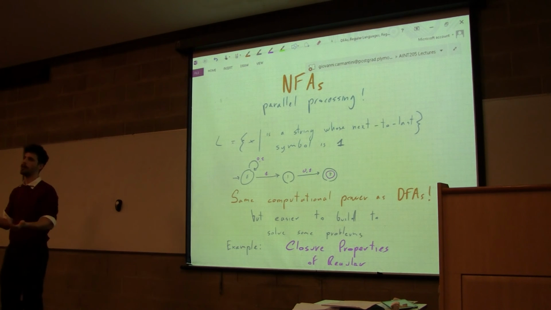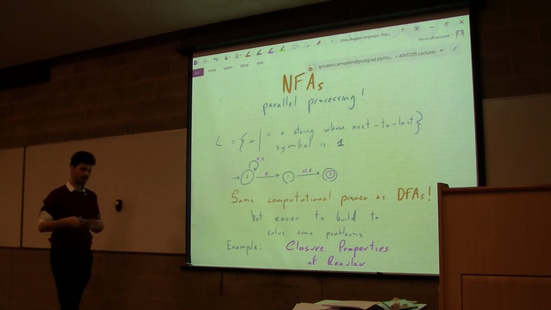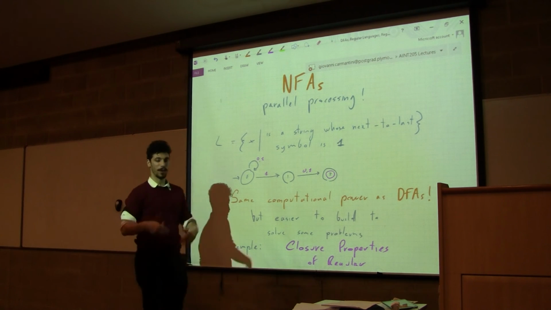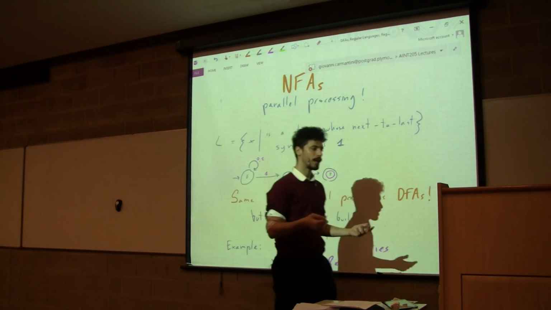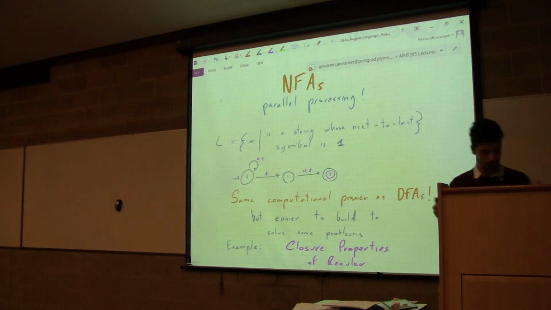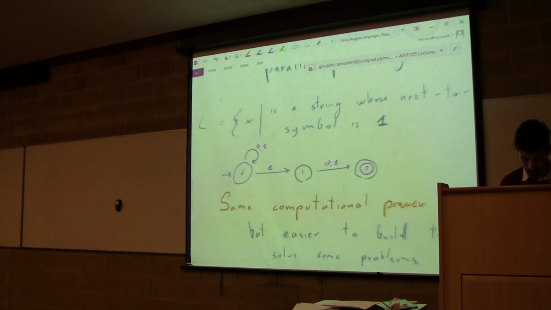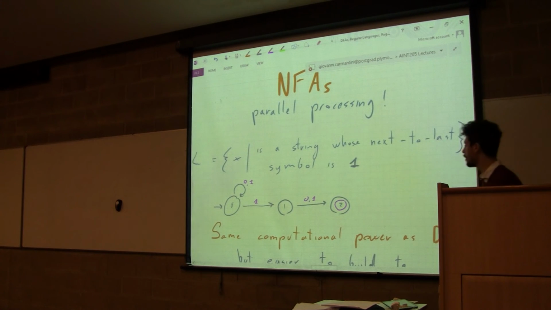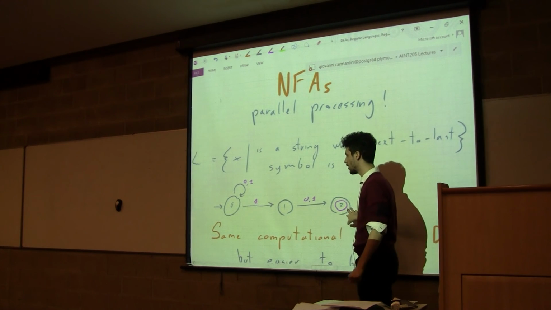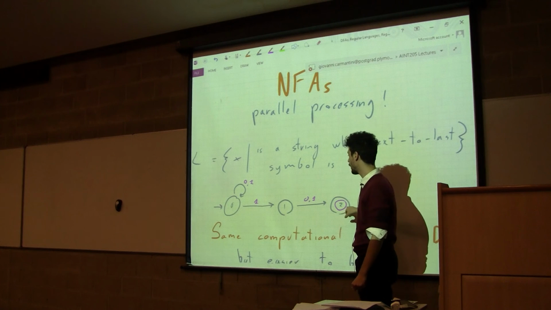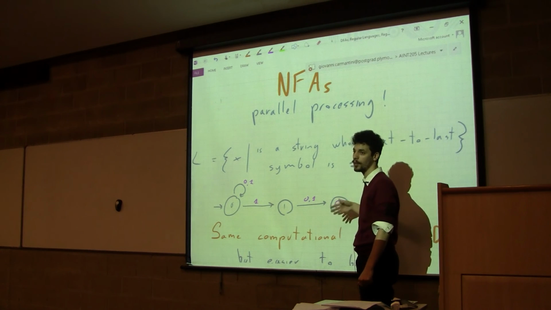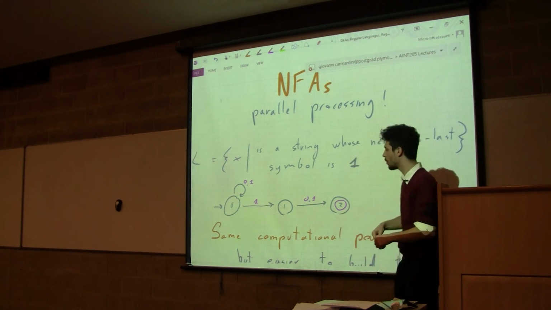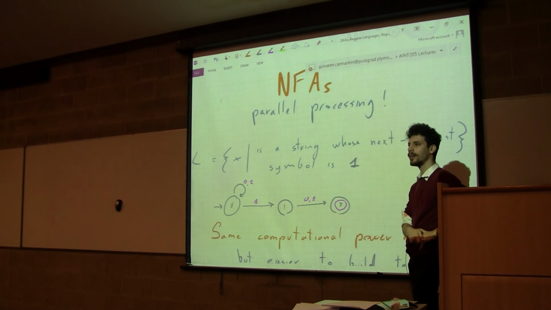The big thing now is parallel processing, and NFAs actually embody the idea of parallel processing. So, for example, this machine here, can you tell me why it is non-deterministic? What's the problem here? Did you manage to find out?